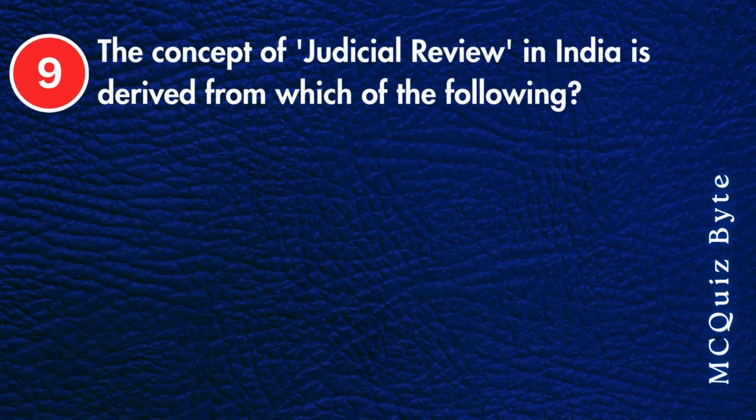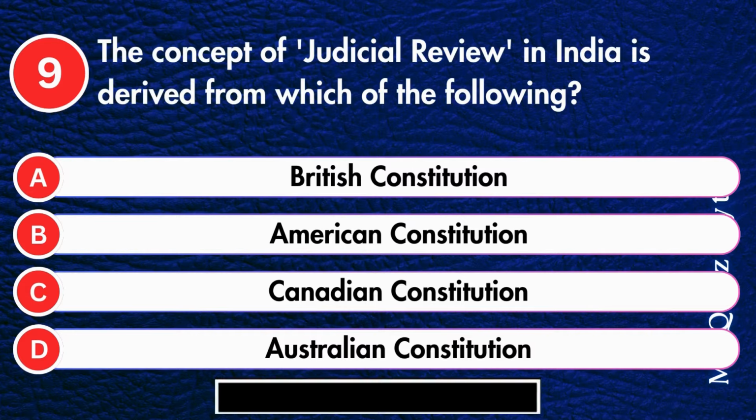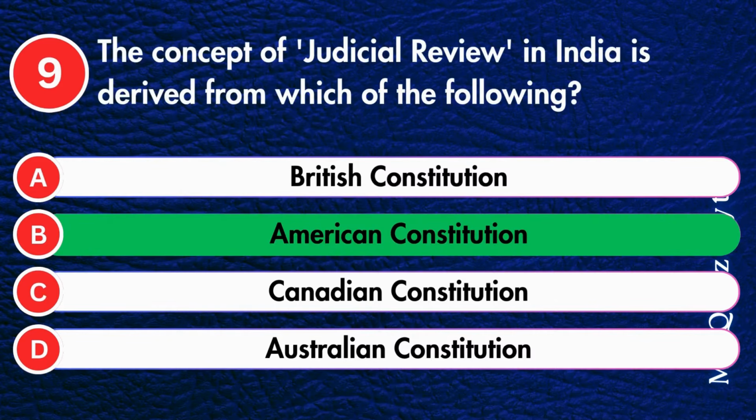The concept of judicial review in India is derived from which of the following? British Constitution, American Constitution, Canadian Constitution, or Australian Constitution? Correct answer is American Constitution.